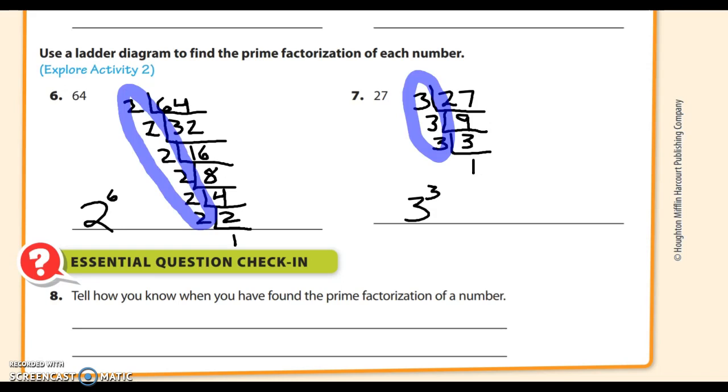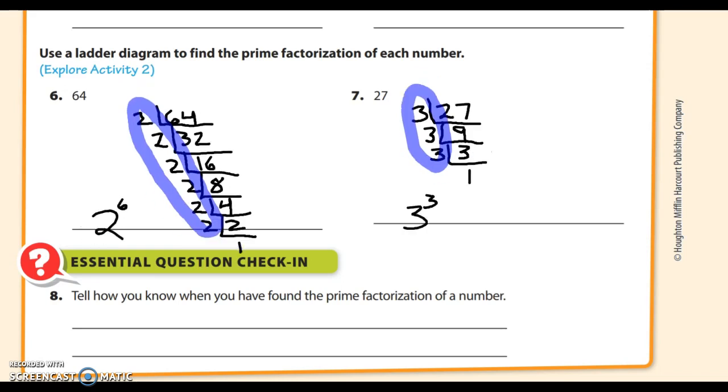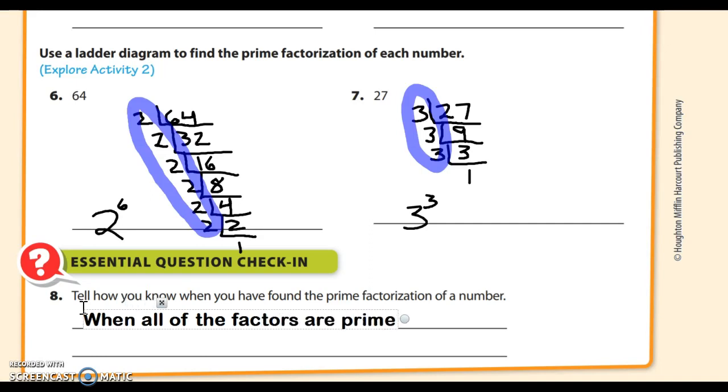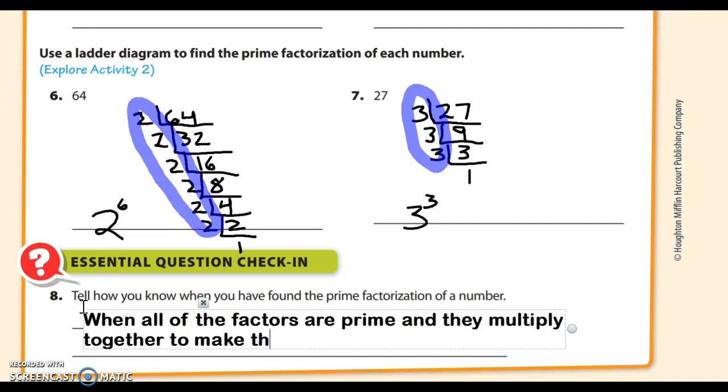So the essential checking question at the bottom says, tell how you know when you have found the prime factorization of the numbers. Well, it's got to be when all of the factors are prime. I don't know if we need to write anything else. I guess we should say this: when all the factors are prime and they multiply together to make the original number.